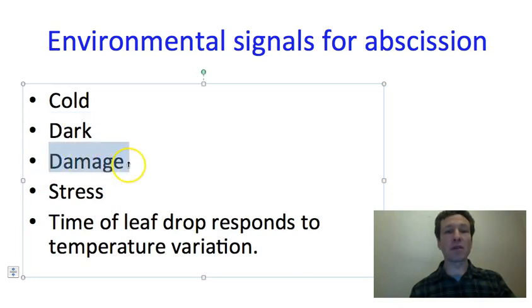Third, damage leads to abscission, and so leaves that have incurred insect damage, for example, will abscise earlier than those that are undamaged. Fourth, stress can lead to abscission, and stress can occur for a variety of reasons, including cold or disease, or sometimes too much sun exposure to a leaf not adapted for that.